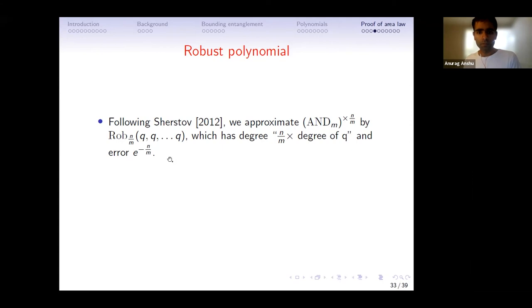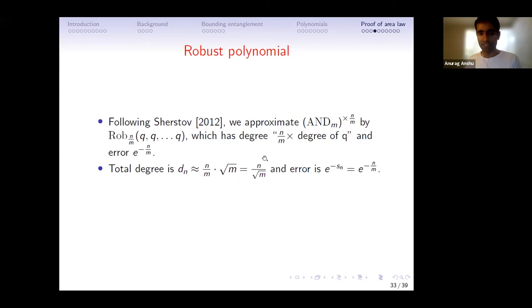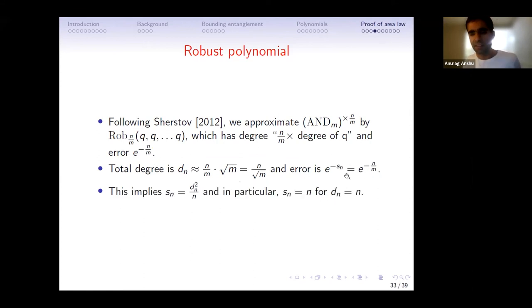So now if I just put numbers in, recall the degree of q was root m, that's the Grover part. The overall degree as a function of the number of bits, d of n, is n over m times root m, that's like n over root m. And the error, which I'm defining as s of n, is just what I showed here, it's minus n over m. So now this is exactly the super Chebyshev behavior that was earlier derived using the integer spectrum, where s of n was d squared over n. It's easy to check that if I take d squared and divide by n, I get exactly this exponent. And in particular, when d is equal to n, then s is also roughly n. So at very high degree, the error is very small.